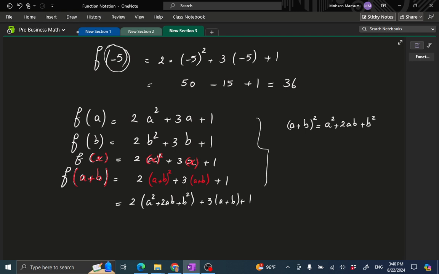Then you might remove the parentheses. It becomes 2a squared, 4ab, 2b squared, 3a, 3b, and a 1. Okay, so that's what it is.